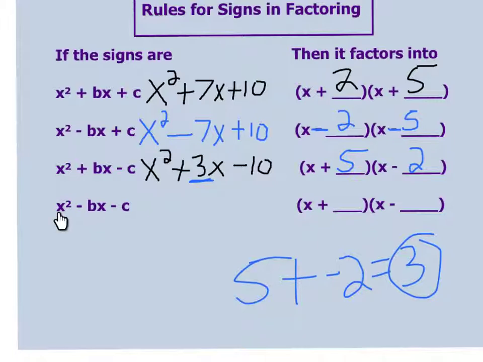Our last one, x squared, now it's a minus bx minus c. So here the bigger number was positive, so the answer in the middle was positive. This time the bigger number has to be negative, and it's going to look like this. So I end up with x squared minus 3x minus 10, and 2 multiplied to negative 5 is negative 10. But if I add the bigger negative number to this, negative 5 plus 2, I end up with 3 negatives left over.